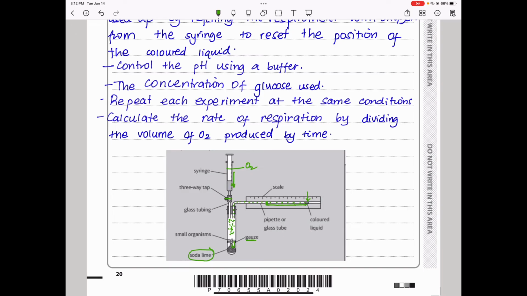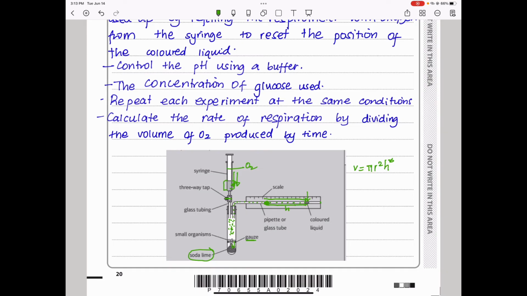You can measure that distance and use this formula: V equals pi r squared h, the volume of a cylinder. That length is going to be h, and then you know the diameter of that tube, so you can use it to find the radius and therefore determine the volume of oxygen used up. Or you can determine the volume of oxygen used up by refilling. After this dye has come to this position, you will use the syringe to refill and take the colored solution back to its original position, and then you will be able to know how much volume of oxygen has been deducted from the syringe. That will be the real volume of oxygen that was used up by the respiring organism. So it's really easy to do this.